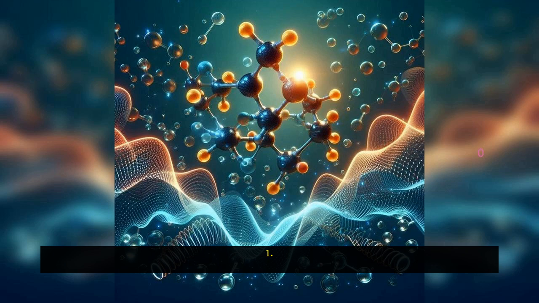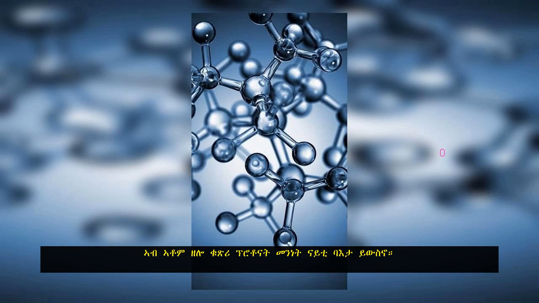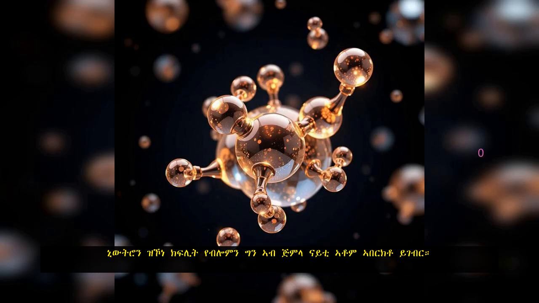1. Components of an atom. A. The nucleus. Protons. These are positively charged particles found in the nucleus. The number of protons in an atom determines the element's identity. E.g., hydrogen has 1 proton, helium has 2. Neutrons. Neutrons have no charge but contribute to the mass of the atom. They stabilize the nucleus.